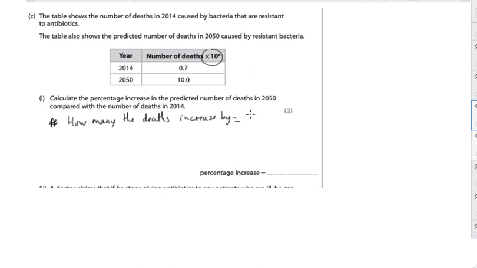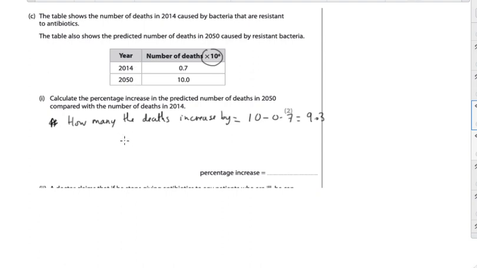So we've got 10 million minus 0.7 million will give us that difference. What is the difference in deaths between 2050 and 2014? And that is 9.3 million. So 10 to the 6 is million. So there'll be 9.3 million more deaths between what was in 2014 to 2050.